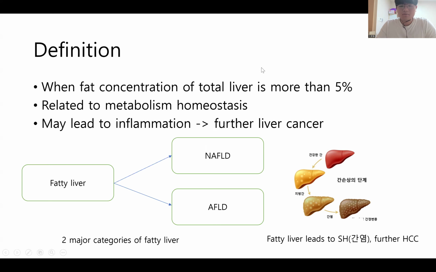Fatty liver keeps progressing. It leads to steatohepatitis, SH, which involves fibrosis or inflammation and liver cell damage, and if it worsens, it leads to liver tumor. This disease is highly related to glucose and fat metabolism by insulin action.